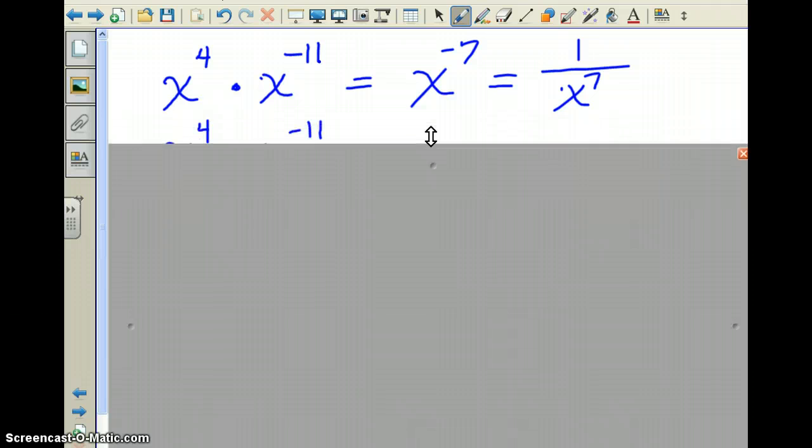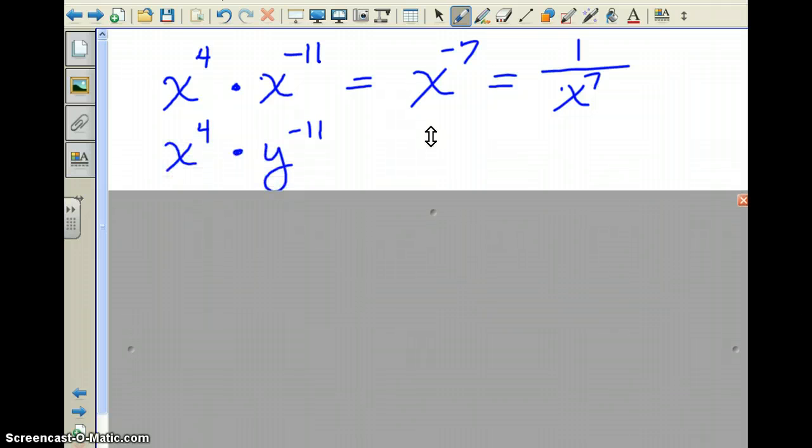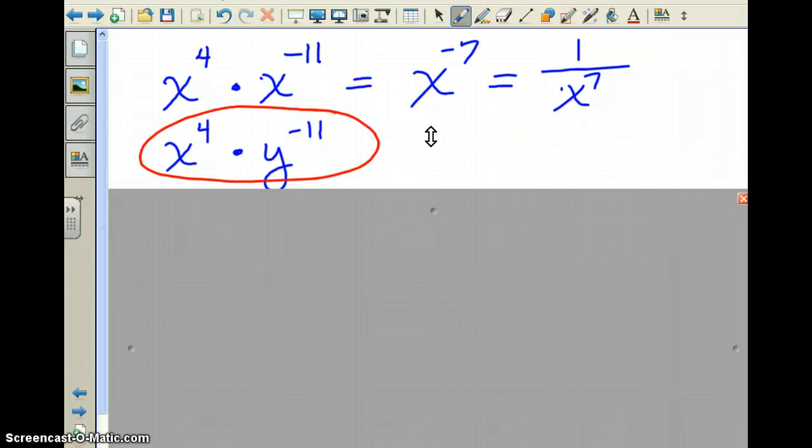Next expression, simplify. x to the 4th times y to the negative 11th. You're right if you're thinking we can't do anything with this because the bases are not the same. This is our answer. We can only add exponents if the things we're multiplying have the same base.